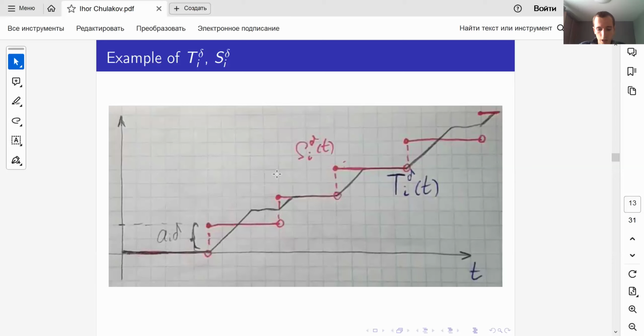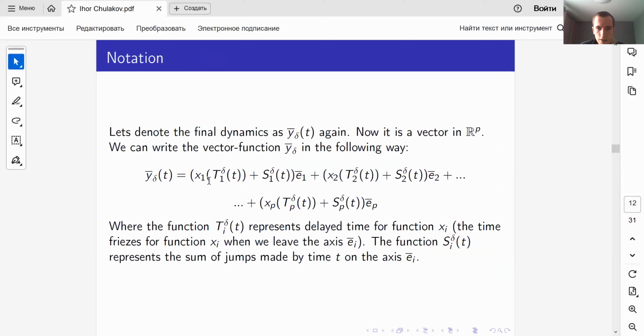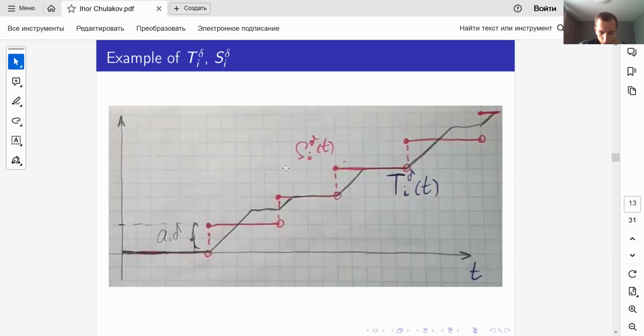As previously, we aim to tend delta to 0 and obtain some natural way of combining dynamics x1, x2, and so on xp. But we can notice that in the formula for y delta, the delta is present only in functions ti delta, si delta. Really, take a look at this formula, and you can see that here we use delta only in functions ti delta, si delta. So it is sufficient for us to investigate the limit behavior only for these functions.